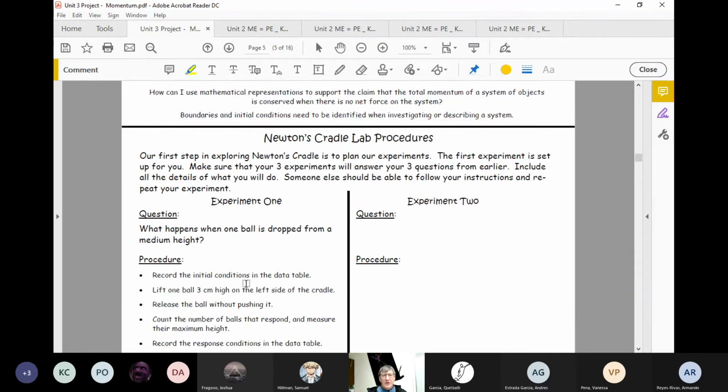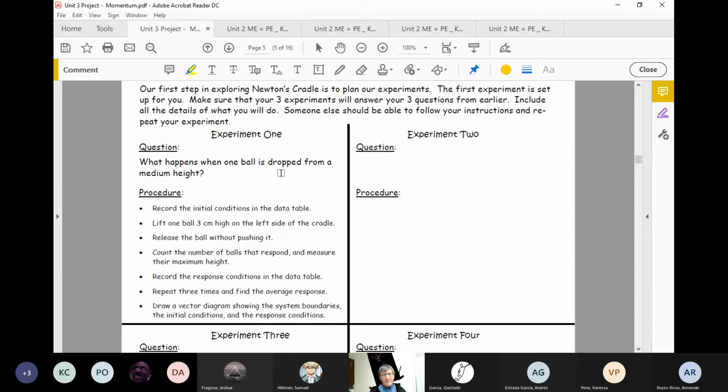First one, set up. Make sure that your 3 experiments will answer your 3 questions. Include all the details of what you will do. Someone else should be able to follow your instructions and repeat your experiment. So let's look at mine.